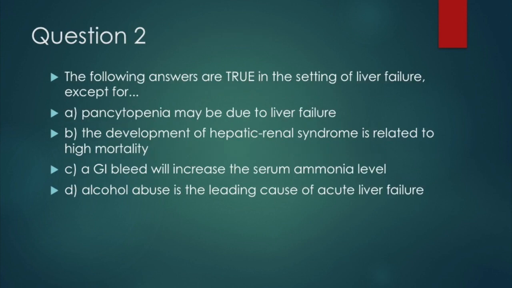Question number 2. The following answers are true in the setting of liver failure, except for A. Pancytopenia may be due to liver failure. B. The development of hepatic renal syndrome is related to high mortality. C. A GI bleed will increase the serum ammonia level. Or D. Alcohol abuse is the leading cause of acute liver failure.